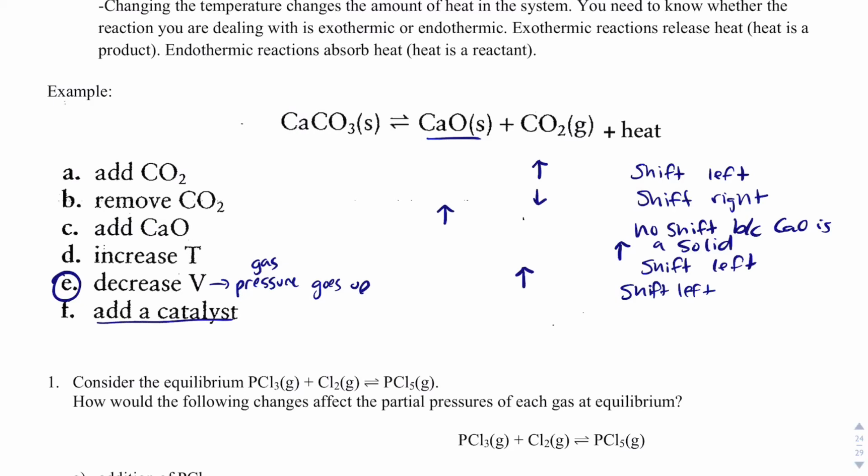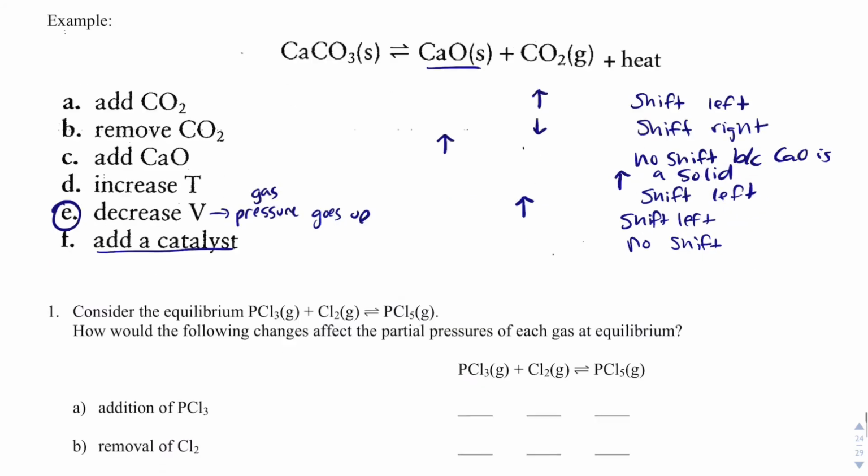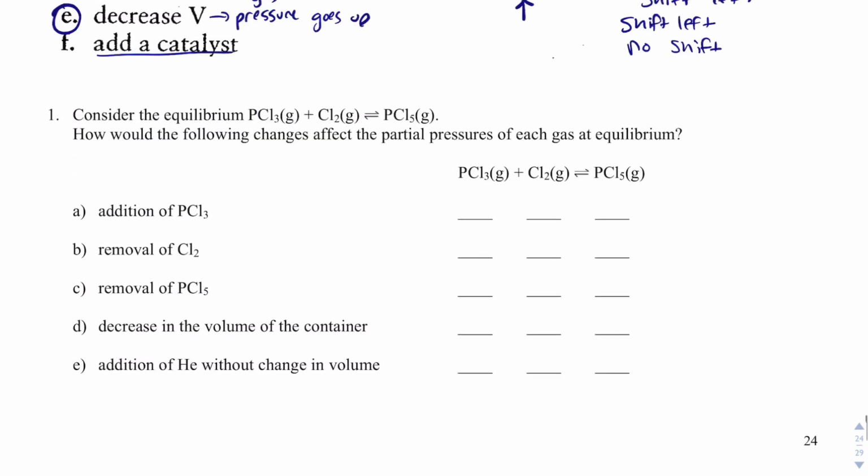And then if I add a catalyst, this is going to be no shift. A catalyst only speeds up your reaction. It gets you to equilibrium faster, but it doesn't change where your equilibrium is located. Okay, so let's do a couple examples.